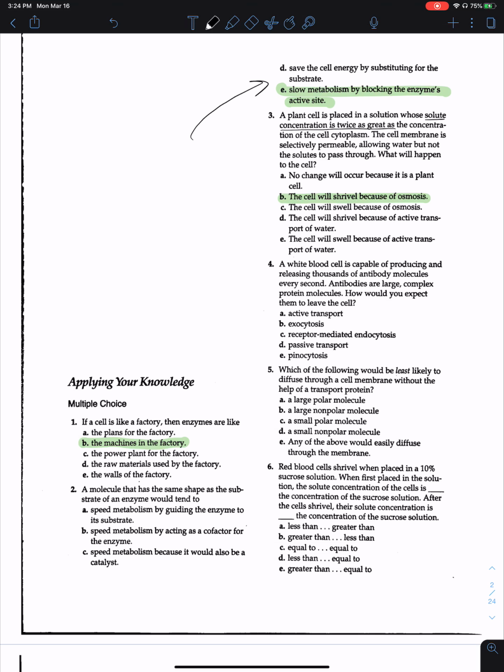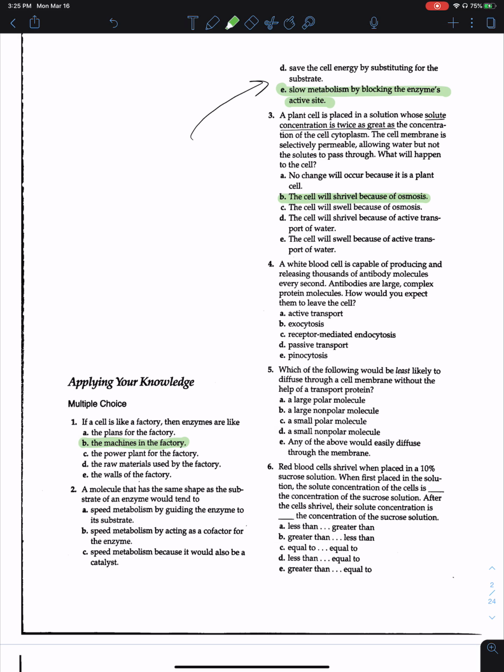For number 4, a white blood cell is capable of producing and releasing thousands of antibody molecules every second. Antibodies are large, complex protein molecules. How would you expect them to leave a cell? So, antibodies are part of your immune system, and so they're relatively big things. Relatively big things cannot just diffuse through a cell membrane the way water can. That's restricted to relatively small molecules. Larger molecules can leave through active transport, for example, but that's not the correct answer here. Even antibodies might be a little too big for active transport.